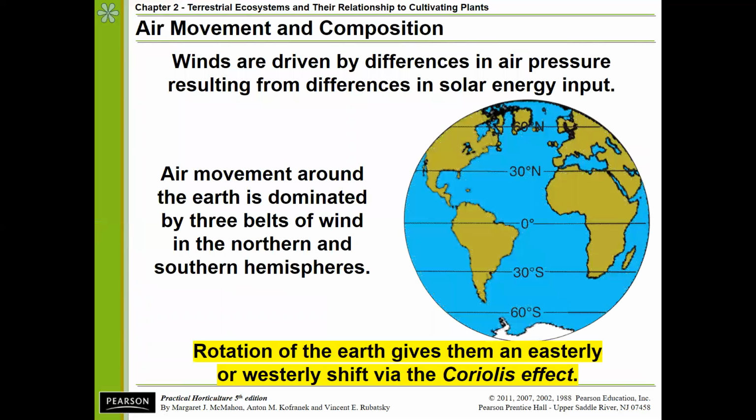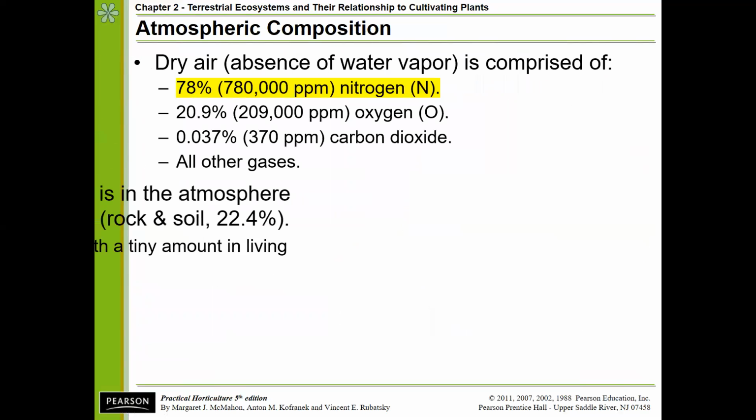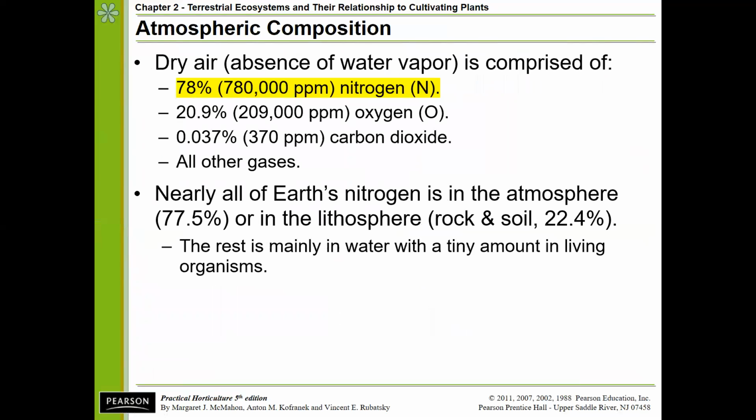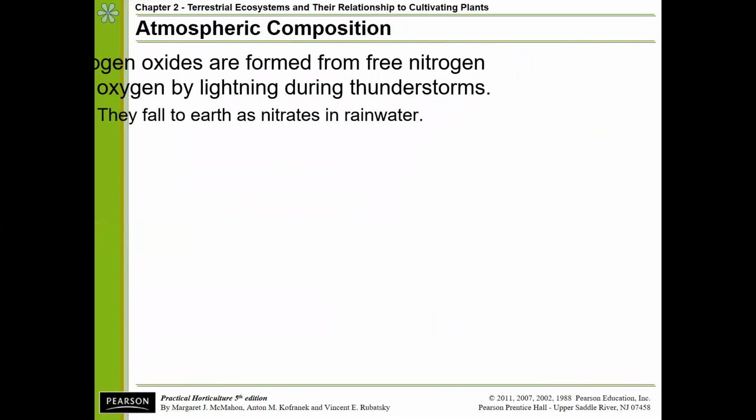Also know about the Coriolis effect and how the rotation of the planet is what causes this shift of winds and really the creation of desert areas. Know the components of dry air, and that in dry air, nitrogen is the largest component. 78% of our atmosphere is nitrogen. Who would have thought?